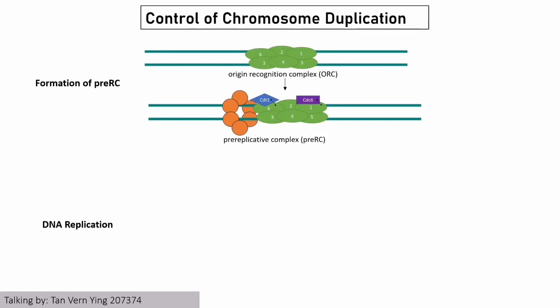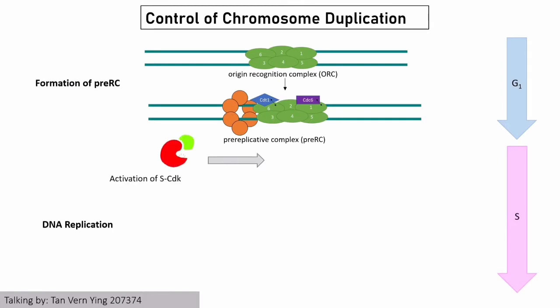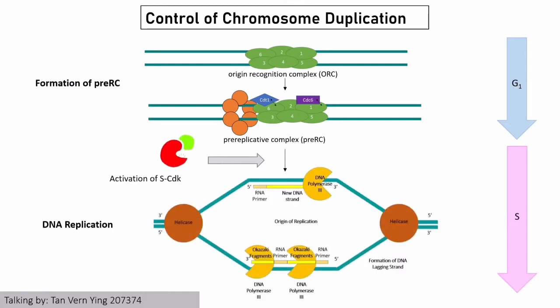In brief, chromosome duplication takes place in two steps, which are formation of the pre-replicative complex, pre-RC, and DNA replication. Here is the illustration of the chromosome duplication process. Formation of pre-RC occurs during G1 phase. At the start of S phase, activation of SCDK triggers DNA replication to occur.